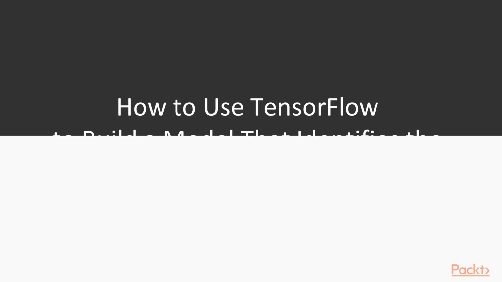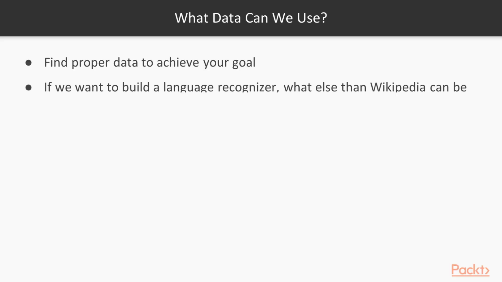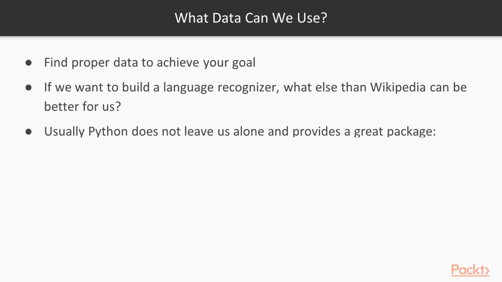In that case, if we want to build a language recognizer, what else than Wikipedia can be better for us? As usual, Python does not leave us alone and provides a great package called Wikipedia. What we did is randomly pick the summary of Wikipedia pages from 4 languages: English, Spanish, French, and Italian. At the end of the notebook, we will use this code again to get a test set for our final prediction in order to evaluate our model on brand new data extracted in real time.